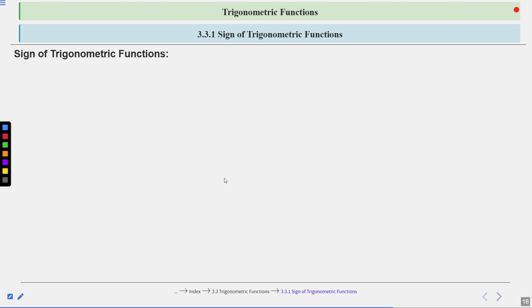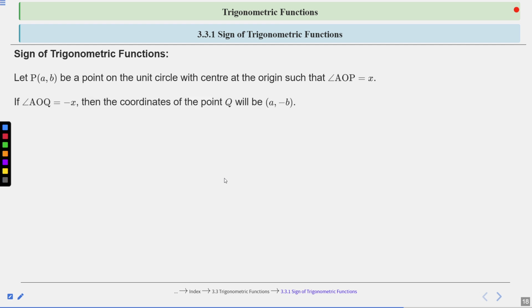Sign of trigonometric functions. Let P(a, b) be a point on the unit circle with the center at origin such that angle AOP is equal to x. Now, if angle AOQ is equal to -x, then the coordinates of point Q will be (a, -b), right? You can see the figure. Point P has coordinates (a, b), point Q has coordinates (a, -b), because the angles are the same, but in opposite directions. One angle is anti-clockwise, and one is clockwise, so it is negative, right?